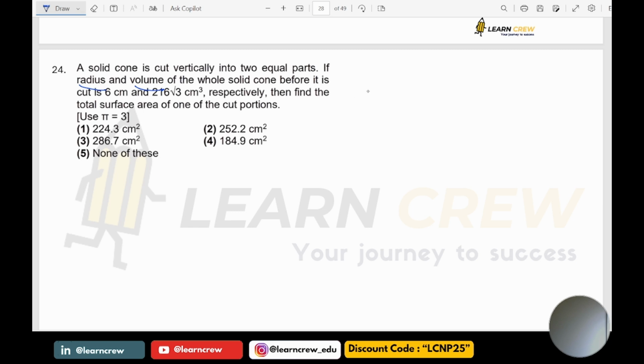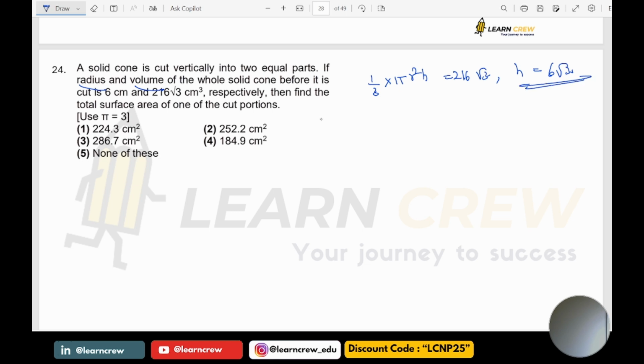So here, one third pi r square h is the volume of the solid cone, which is given as 216 root 3. So from this, how much do we get for H? Because the radius is already given as 6, if you simplify, you will get H as 6 root 3.